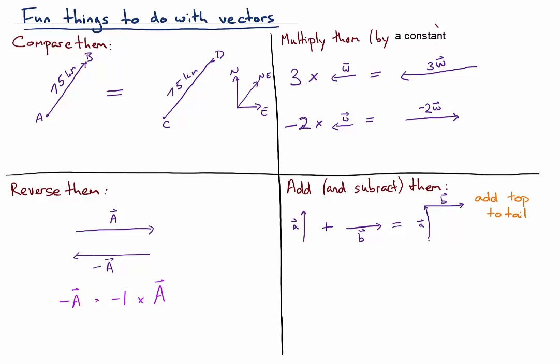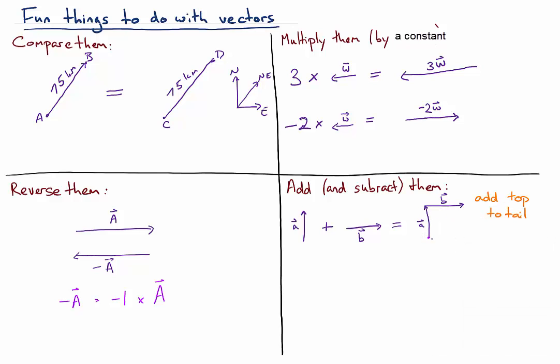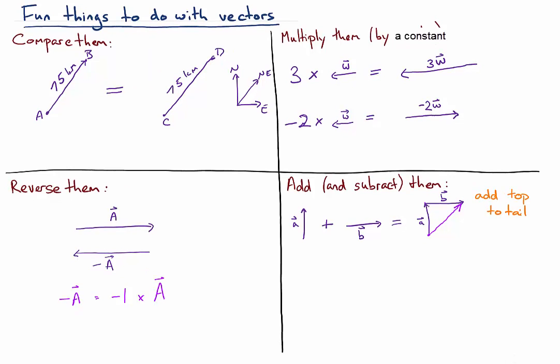And what that means is our resultant vector, or the sum of those two vectors, goes from the beginning of the first one all the way to the end of the second one. So I add the tip of one to the tail of the other, and then the resultant goes from the beginning to the end. And that makes sense. If you walked north for a kilometre and then east for a kilometre, your resultant vector, your total displacement, would be given by this line here.